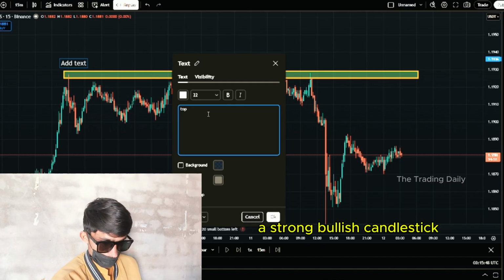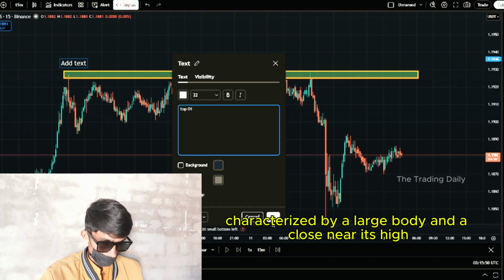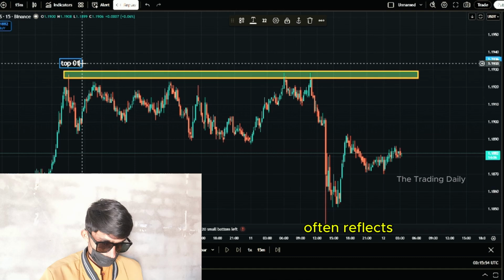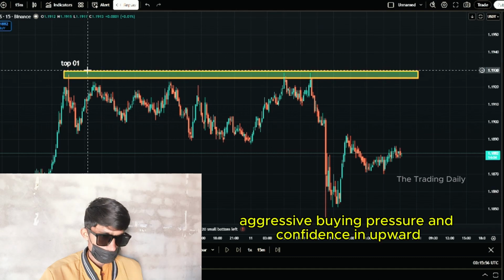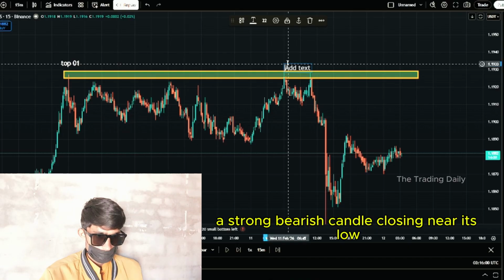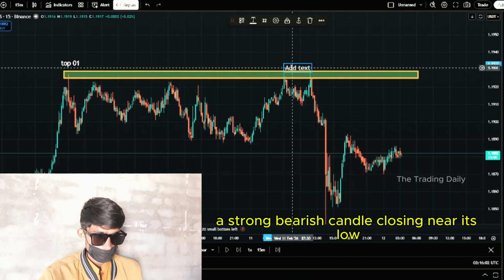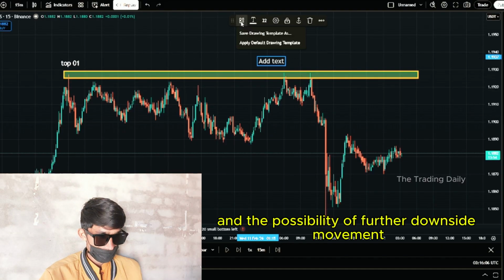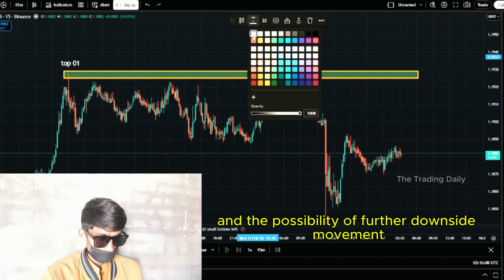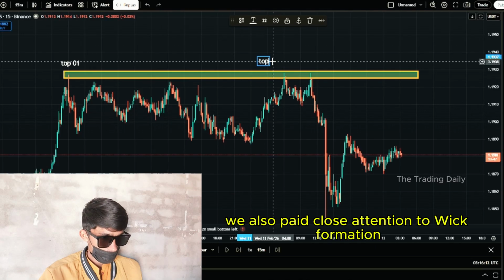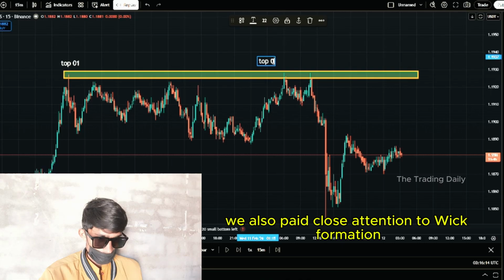A strong bullish candlestick, characterized by a large body and a close near its high, often reflects aggressive buying pressure and confidence in upward continuation. On the other hand, a strong bearish candle closing near its low indicates decisive selling activity and the possibility of further downside movement. However, beyond the body size alone, we also paid close attention to wick formation.